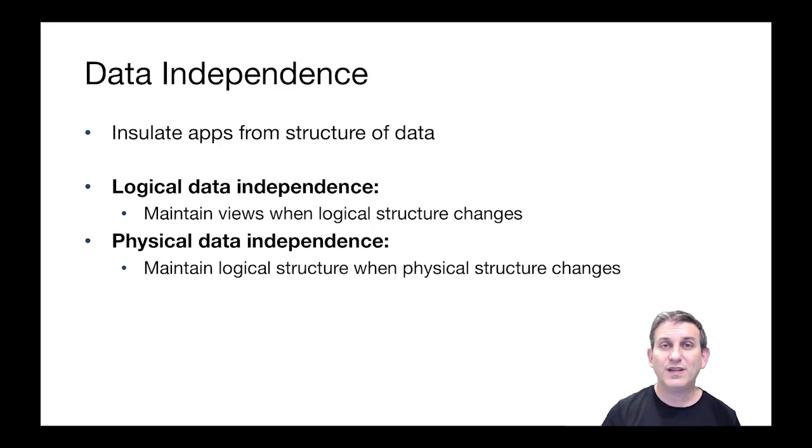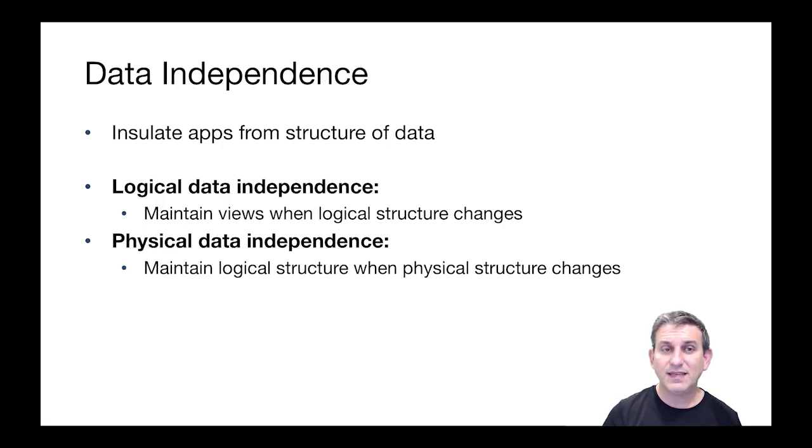Data independence was one of the key goals of the original design of the relational model back in the late 1960s, and the key idea was to insulate applications from the structuring of the data. Data independence was refined shortly after it was defined into two separate categories.